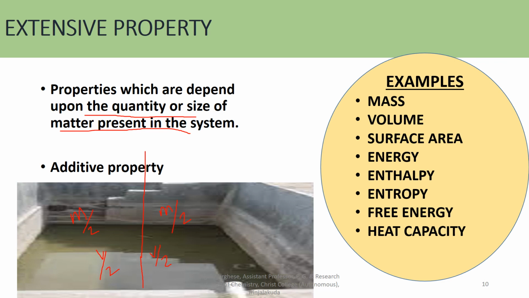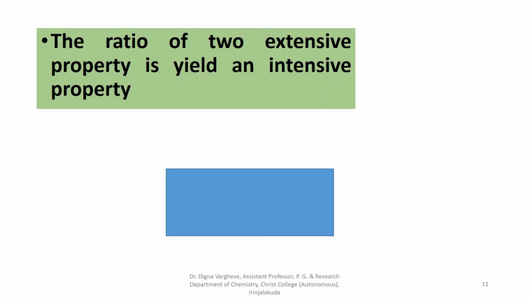If the energy in the initial state is E1, and when it changes to state B its energy value is E2, there is a change in energy. That will also be an extensive property. So such properties, which depend upon the quantity or size of the matter present in the system, are known as extensive properties. The ratio of two extensive properties yields an intensive property.